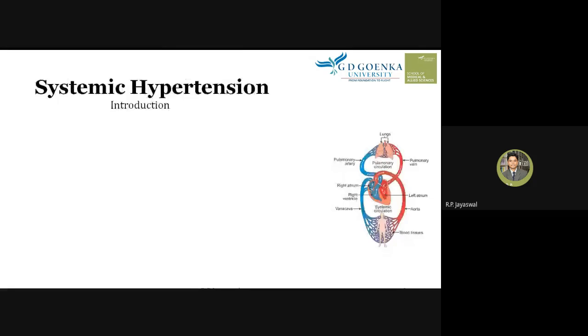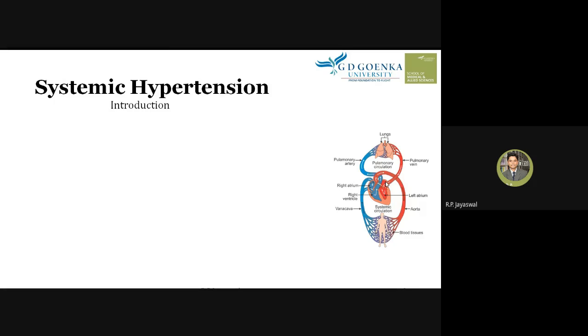Okay, let's know about systemic hypertension. What does systemic hypertension mean? Before knowing systemic hypertension, we should know the circulation. There are two types of circulation in our body. There is the pulmonary circulation, and the second is the systemic circulation. So what does pulmonary circulation mean? This is the circulation between the lungs and the heart.